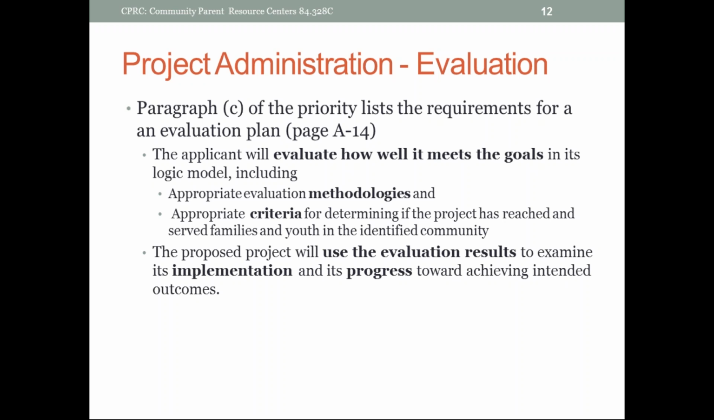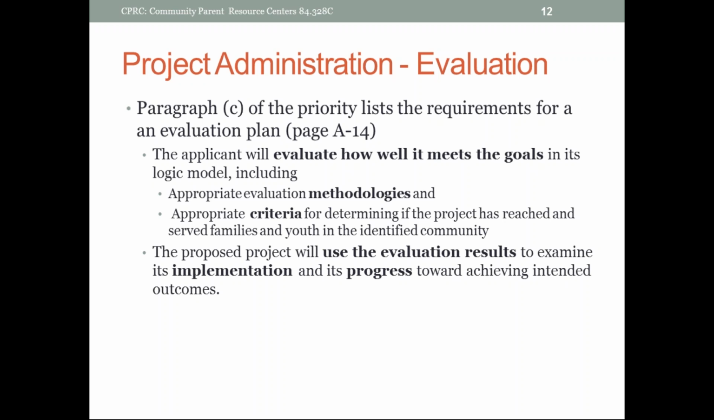How are you going to evaluate what you do? What are the methods you're going to be doing? The appropriate criteria that you're going to be using for determining if the project has reached and served families and youth in the identified community. And then lastly, how your project will use your evaluation results to examine how you're implementing the services and how you're making progress towards meeting your intended outcomes, your goals for the project.